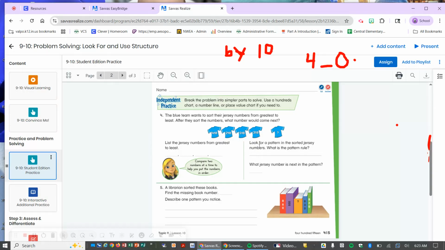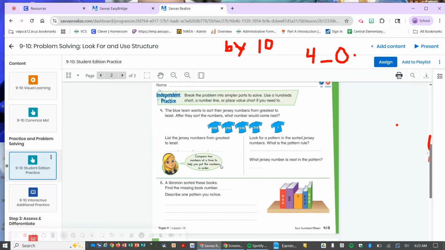Organize those. It says look for a pattern in the sorted jersey numbers. What is the pattern? So then I need you to tell me, are they counting by ones? Are they counting by tens? Are they counting by hundreds? And then tell me what is the next jersey number. Remember, this one is asking us to go from greatest to least, okay?